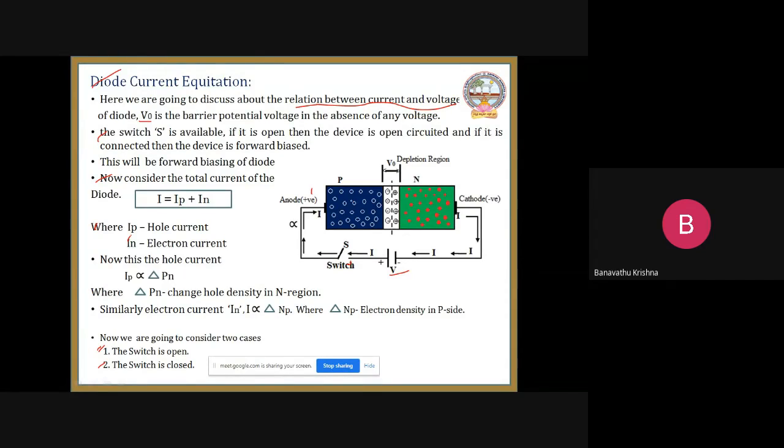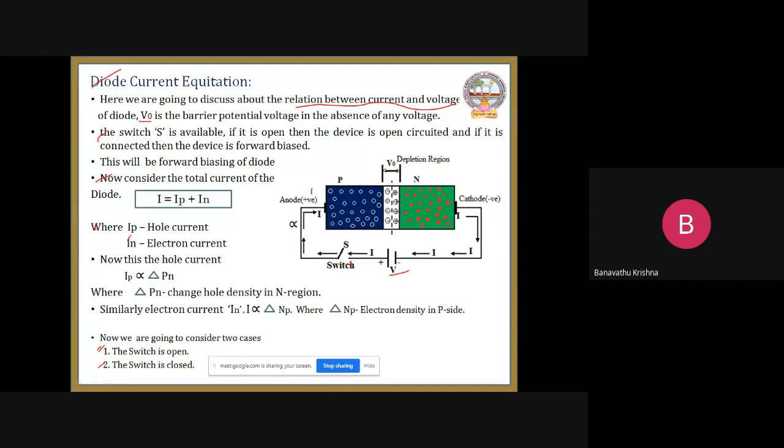Here the majority charge carriers are holes. They are moving towards the junction into the N side, because there is a carrier concentration gradient. Suppose here the holes are majority and the electrons are minority, while on the other side the electrons are majority. The majority electrons move towards the P side, so immobile ions are formed at the junction. Near the junction, a depletion region is formed, as I told you in previous classes.